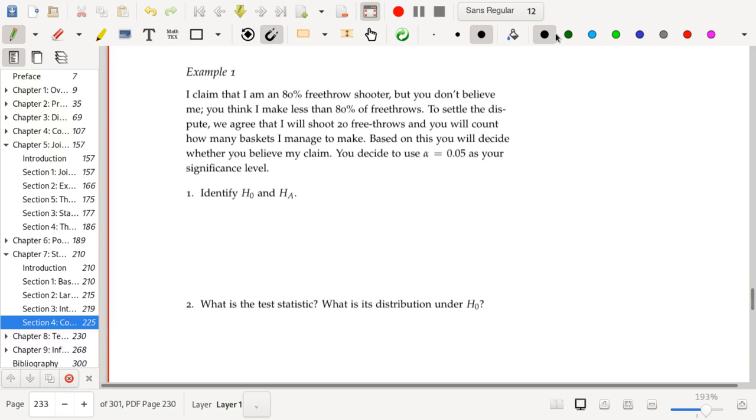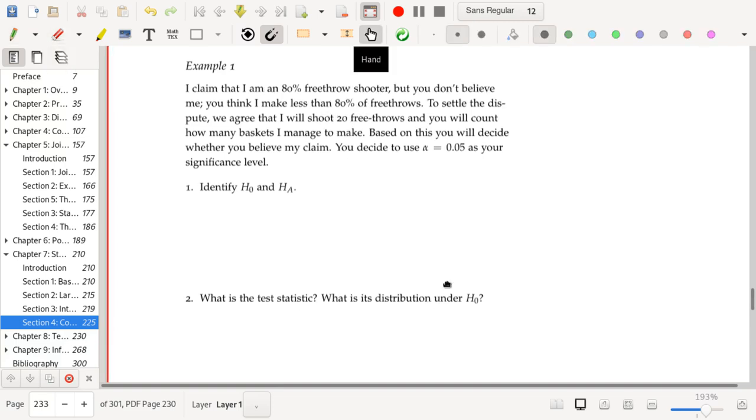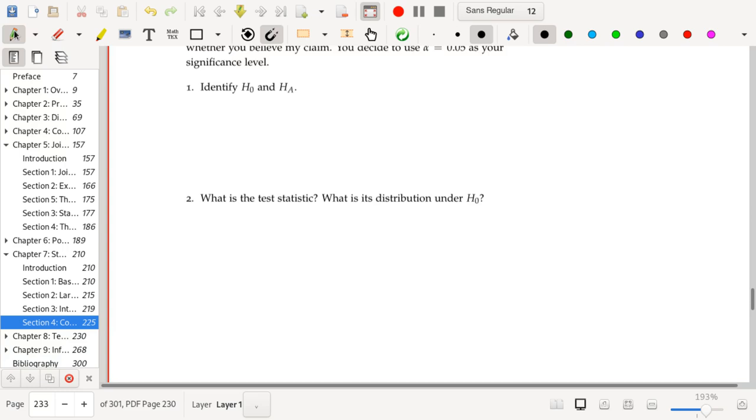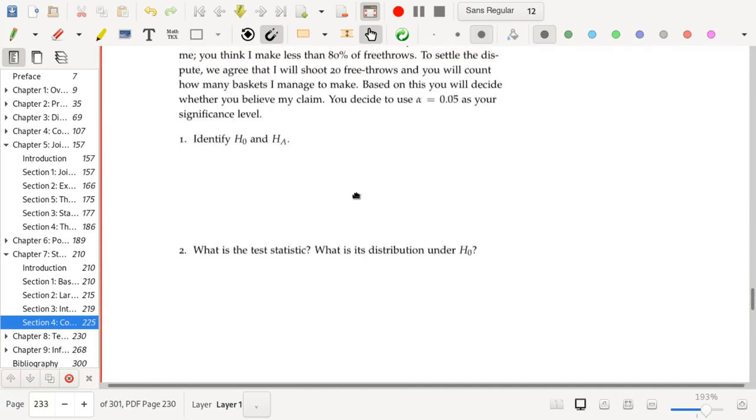Okay, so I claim that I am an 80% free throw shooter, but you don't believe me. You think I make less than 80% of free throws. To settle the dispute, we agreed that I will shoot 20 free throws, and you will count how many baskets I managed to make. Based off this, you will decide whether you believe my claim. You decide to use alpha equals 0.05 as your significance level because you didn't think really hard about it and you don't really care because there are no stakes. No real world stakes in that. If you call me a liar and you're wrong, you don't care. Whatever. So, the first thing we're going to do in this situation is identify the null and alternative hypotheses.